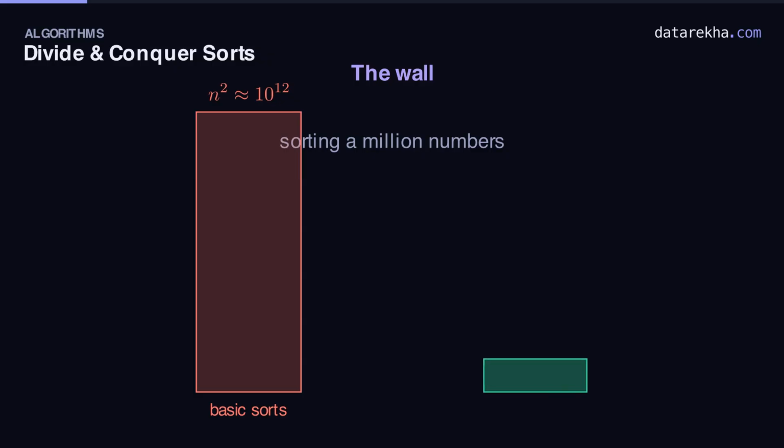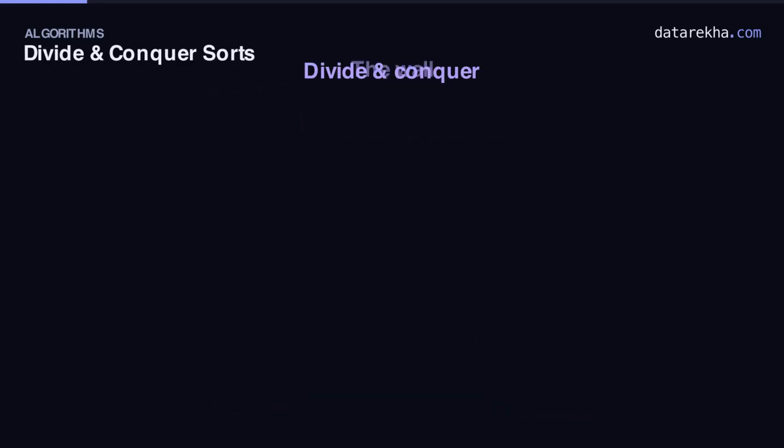And there is: two algorithms that split the problem in half again and again and reach n log n. For a million, that is roughly 20 million operations, tens of thousands of times faster. Merge sort and quicksort. Let's see the trick that makes them fly.